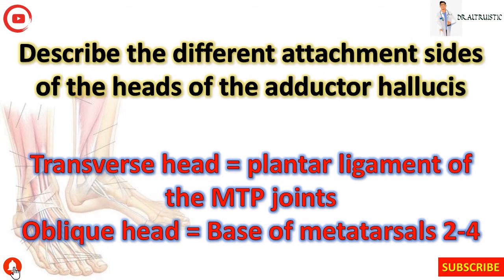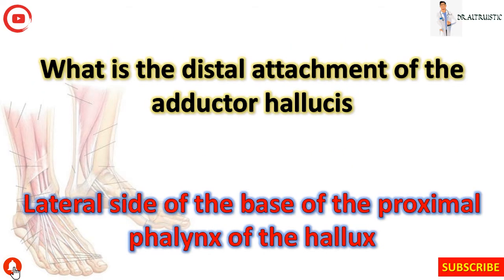Describe the different attachment sides of the heads of the adductor hallucis. Transverse head equals plantar ligament of the MTP joints. Oblique head equals base of metatarsals 2 to 4. What is the distal attachment of the adductor hallucis? The lateral side of the base of the proximal phalanx of the hallux.